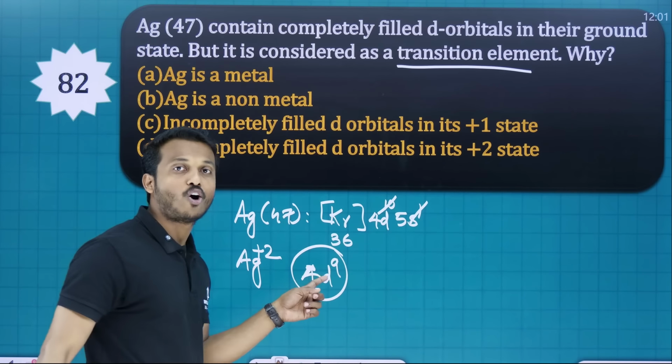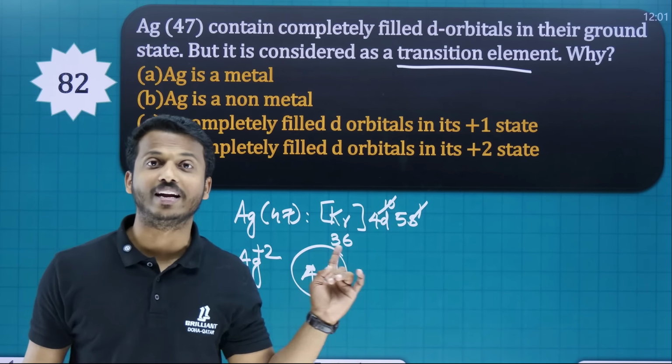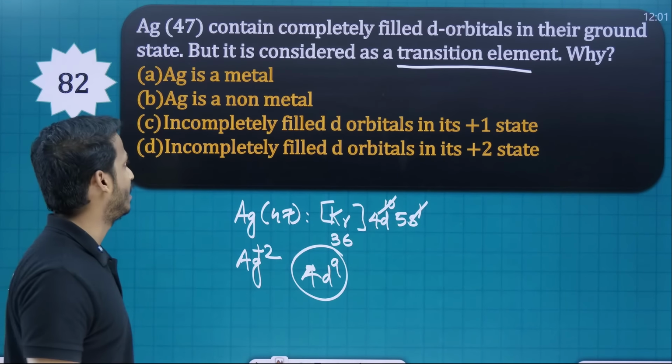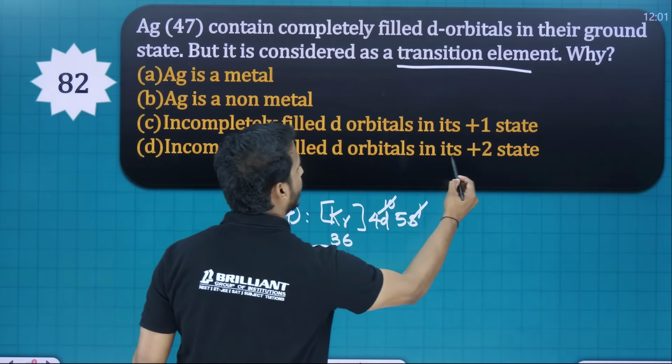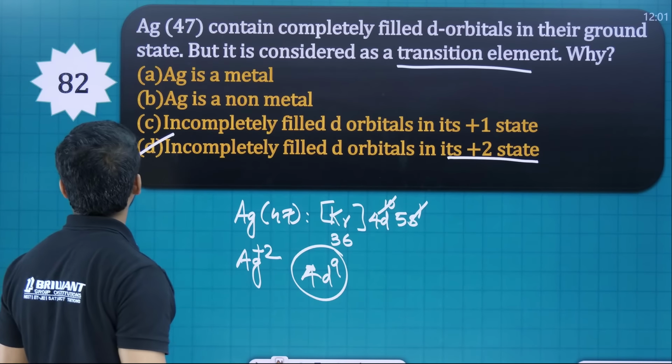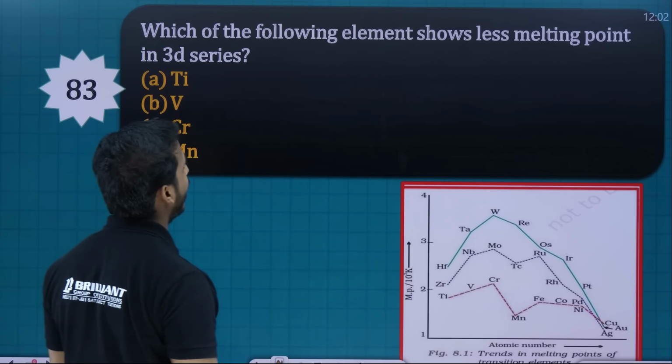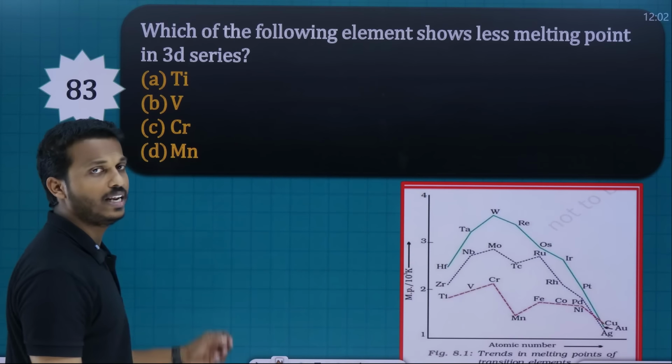4d9. See, the d orbital is incompletely filled in its oxidation state. Therefore, it is a transition element. So, this has an incompletely filled d orbital in its +2 state. Question 83. Which of the following elements shows the lowest melting point in the 3d series?